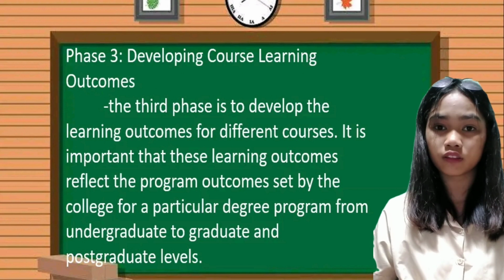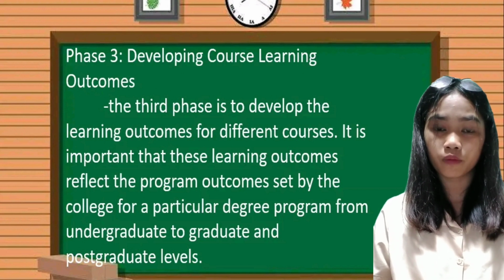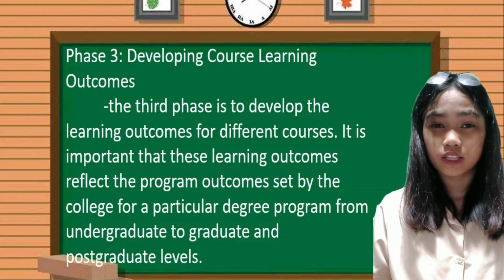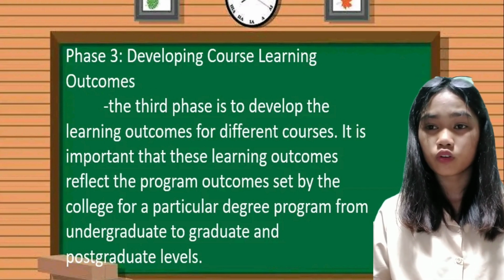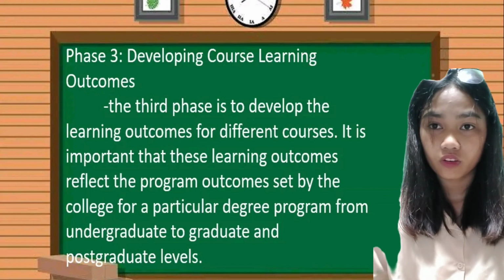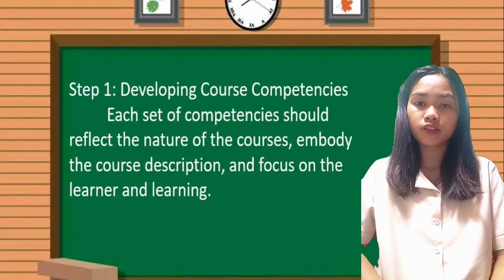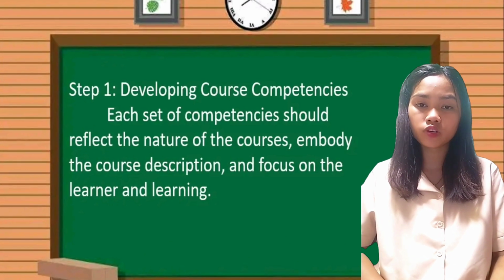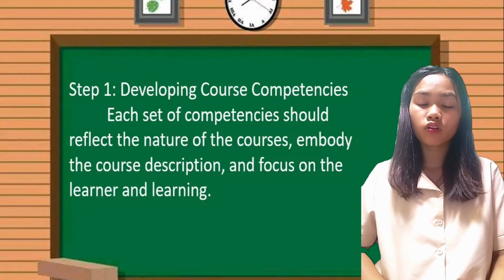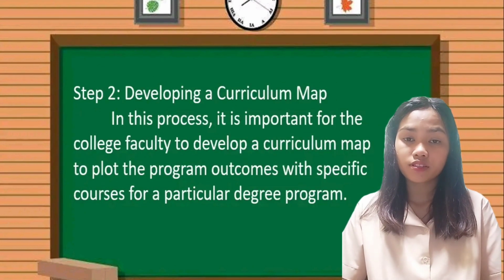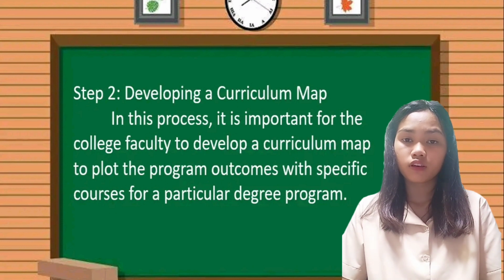So, it is important that these learning outcomes reflect the program outcomes. So, being a BS Mathematics student, 'di ba? Dapat yung mga course learning outcomes is ma-attain nila and align dapat. Okay, na gets? Course competencies. So, each set of competencies should reflect the nature of the courses, embody the course description, and focus on the learner and learning. The next step, or the step 2, is developing a curriculum map.